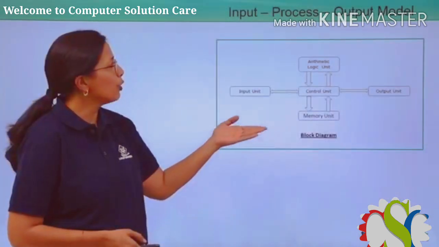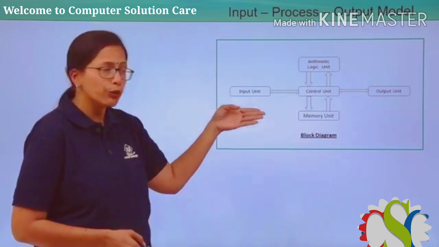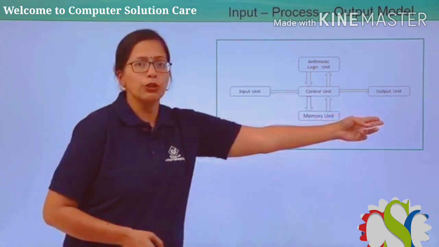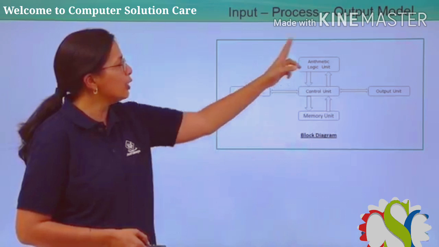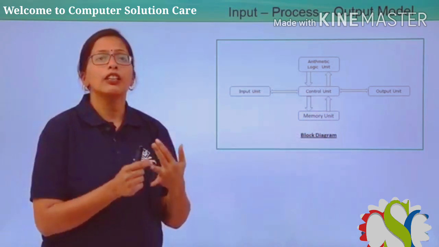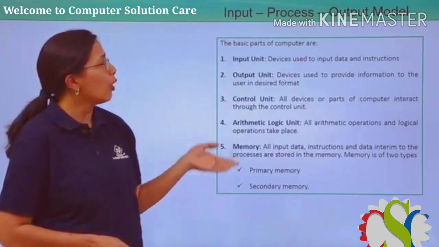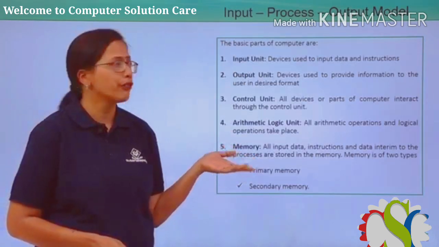This is the actual model of the computer, the block diagram. We have an input unit here and we have an output unit here. However, the processing unit has three separate units: the arithmetic logic unit, the control unit, and the memory unit. Let's see how all these basic parts of computer are functioning.